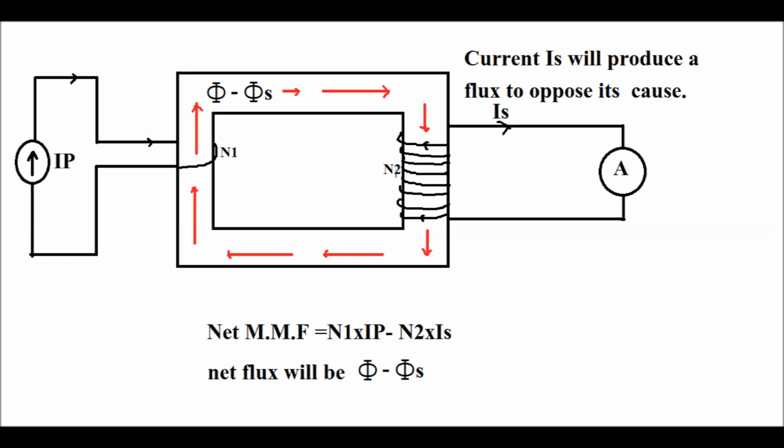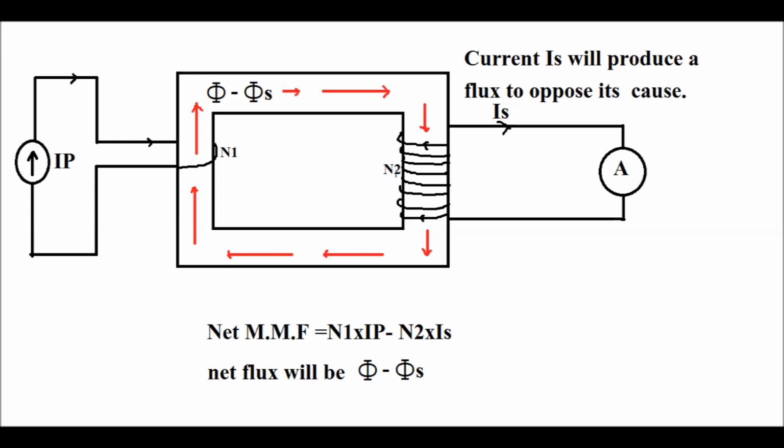Now, how does the current transformer work? The core of the current transformer has been shown in this diagram. Here the primary current, that is IP, flows in the primary winding. The primary winding has a single turn, and the secondary has a number of turns depending upon the ratio of the transformer.